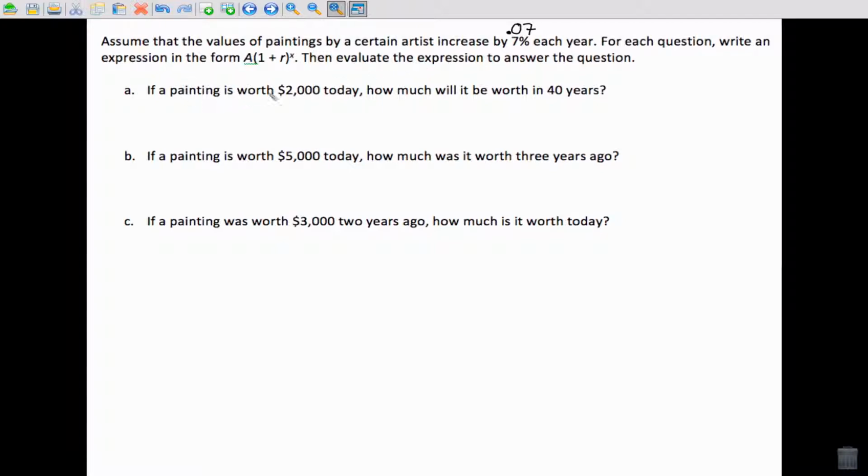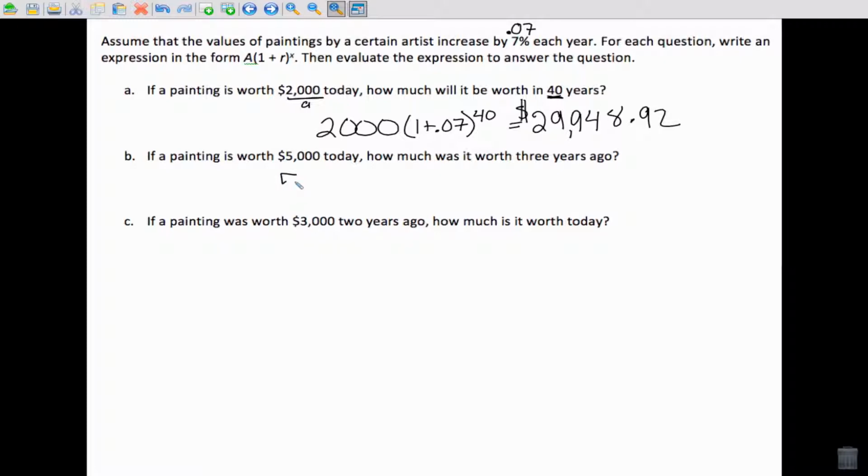All right? So the painting is worth $2,000 today. That would be our A. And 1 plus 0.07 is what's going to be our B. How much will it be worth in 40 years? That's going to be our exponent. So for this one, you should have set up $2,000 times 1 plus 0.07 to the 40th power, which equals approximately $29,948.92 is what the value is worth. Okay, so that went up in value.